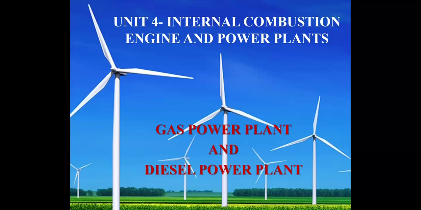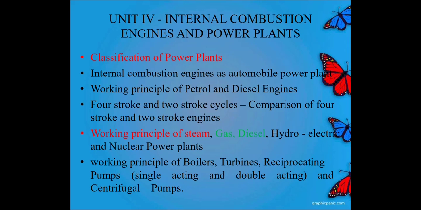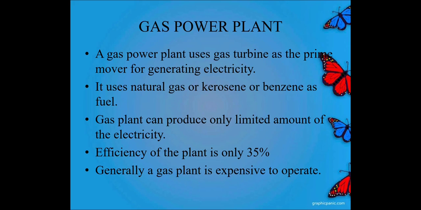Today we will discuss the Basic Civil and Mechanical Engineering subject, Unit 4, the internal combustion engine and power plant. The topic to be discussed today is gas power plant and diesel power plant. It is Unit 4. We have already discussed the classification of power plants and the working principle of the steam power plant. The steam power plant's other name is the thermal power plant. Today we discuss the gas and diesel power plant.